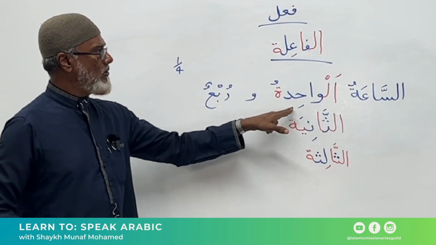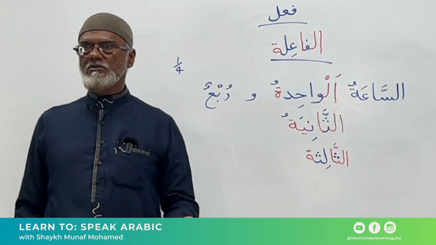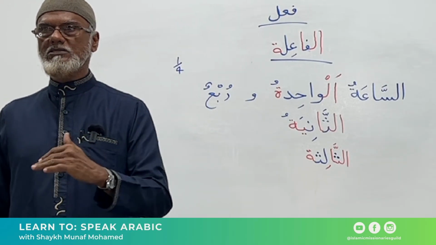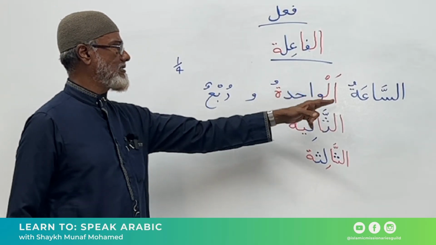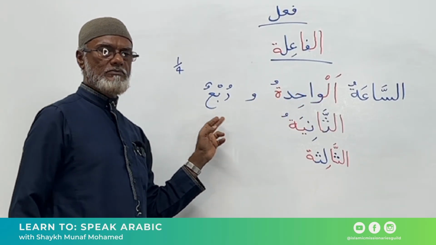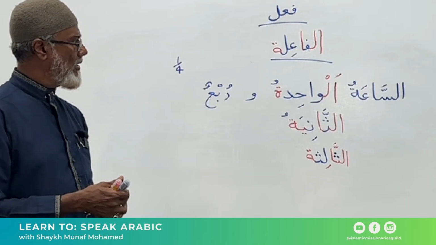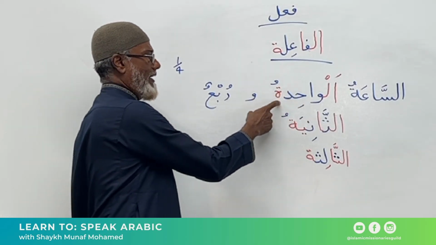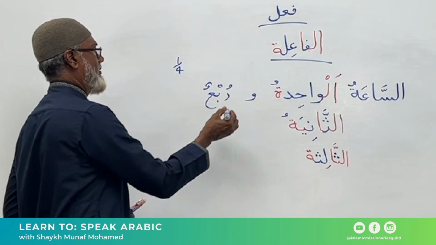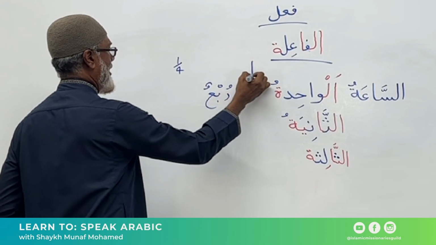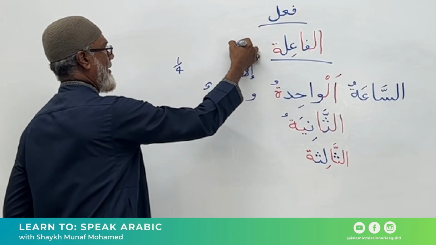So it's 1 o'clock and a quarter. And a quarter. All right? So that is quarter past the hour. الساعة الواحدة وربع. If it is quarter to the hour, we will still say الساعة الواحدة, and we use إلا ربع. So it is إلا. إلا means except.